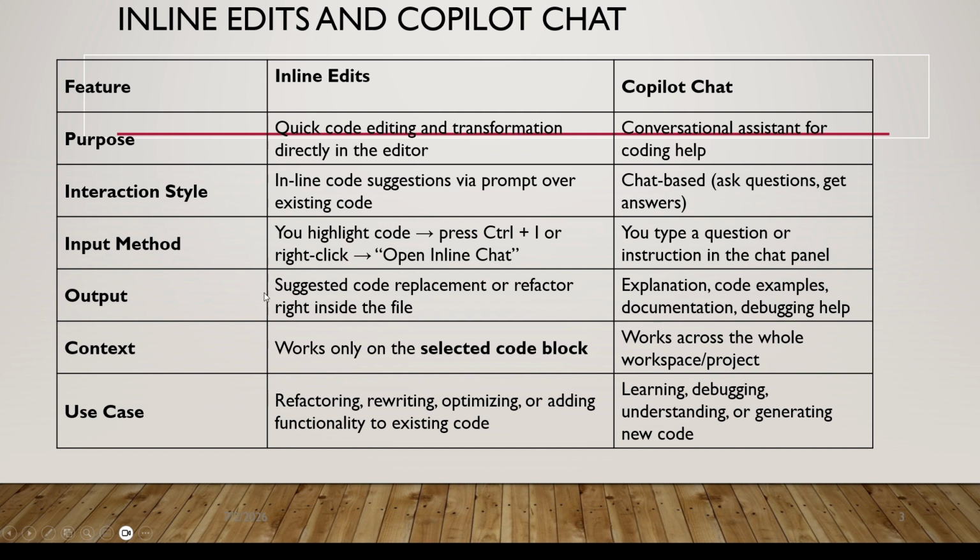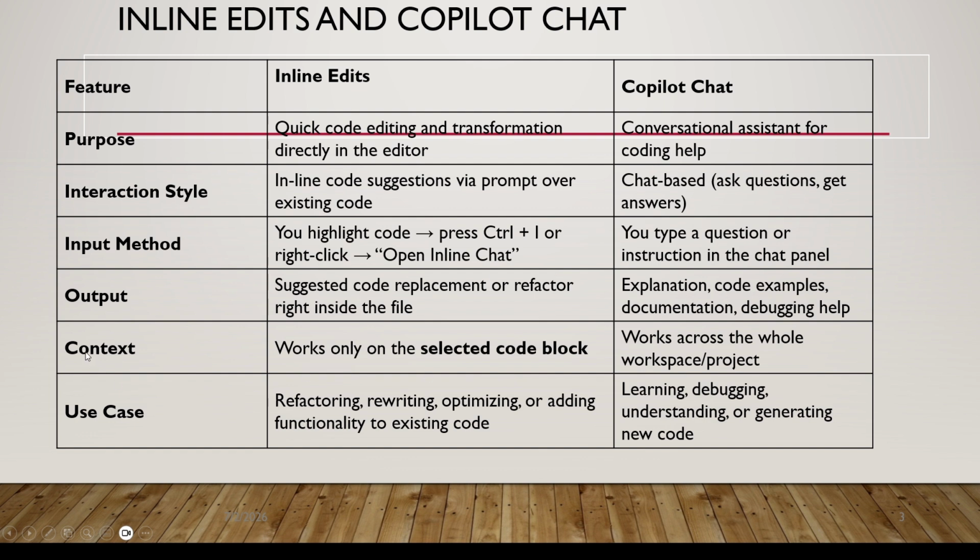In terms of output, for inline edit we get suggested code. For example, as we can see, I've asked for an explanation of the code base, or we can also get code replacement or refactoring right inside the file. In Copilot chat, the output is basically explanations of the code, examples, documentation, and debugging. We can ask questions with respect to our code base, which can help in debugging the code, writing documentation, and explaining the code.